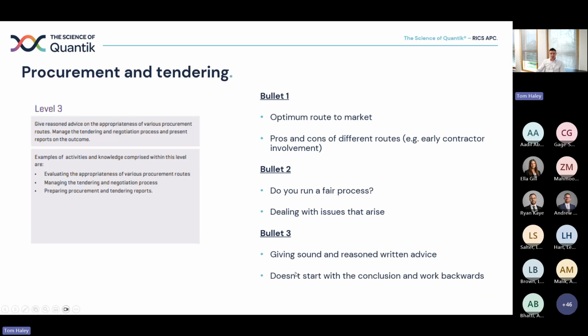And importantly, you don't start with the conclusion and work backwards. So we want to appoint this subcontractor, so we're going to get the process to fit. The advice should arise out of analysis. So we've analysed the options, and for these reasons, we feel this particular option is the best value for whoever's spending the money.